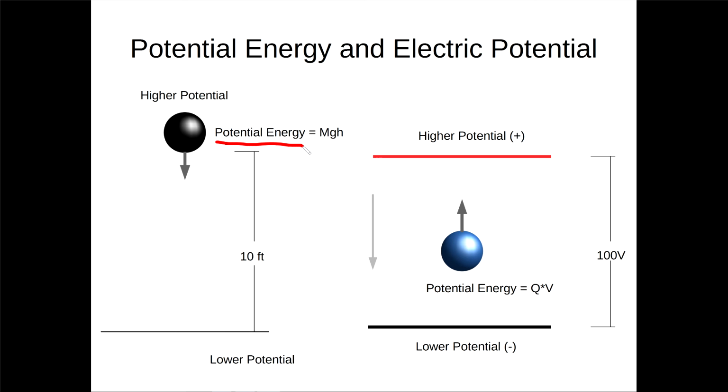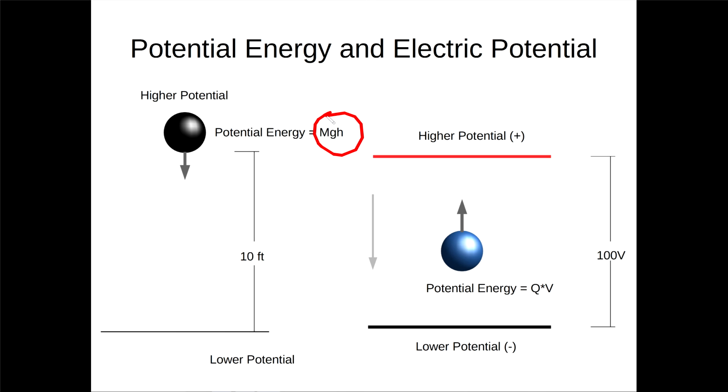So we can see that the potential energy in this case is equal to the mass of that object times the acceleration of gravity, which is a constant, times the height to which you lift that object. Now, what I want you guys to see is that it's directly proportional to the mass of the object as well as the height to which you lift that ball.